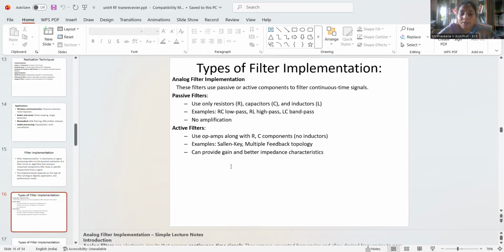An example is the RC low pass filter. It will pass low frequencies and block high frequencies. It is mainly used in audio circuits in order to remove high frequency noise. Then the active filter uses op-amps, resistors, and capacitors. They do not require inductors. Active filters do not require inductors and can provide amplification. That is the main concept.